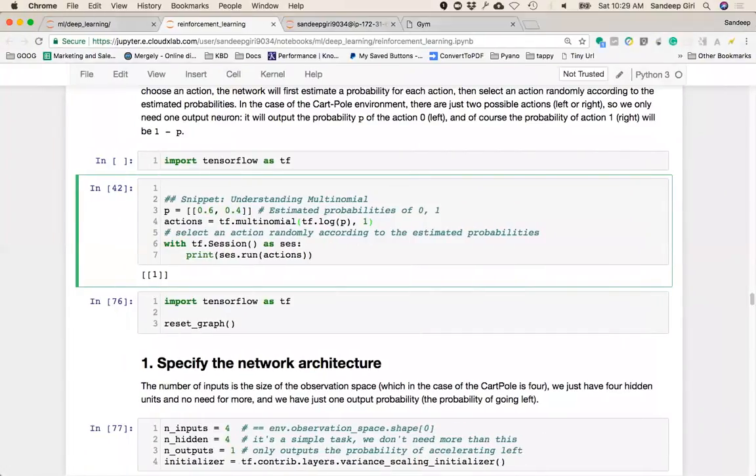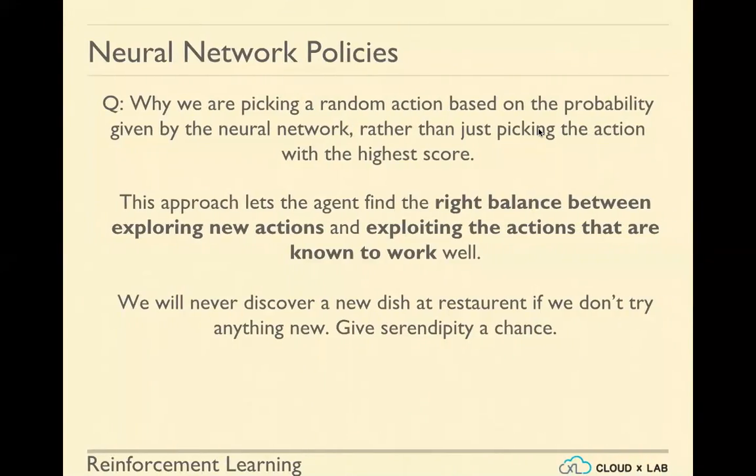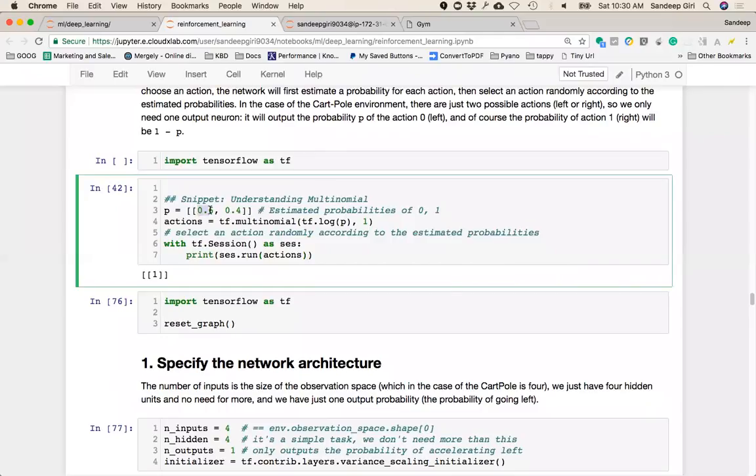Okay, a question from Binta: what is the highest score here? The highest score will be here, the 0.6. Let's say our neural network gave us these probabilities, 0.6 and 0.4. The highest score is for the action of going to the left. The neural network is suggesting that 0.6 is for the action of going to the left, and 0.4 is for going to the right.